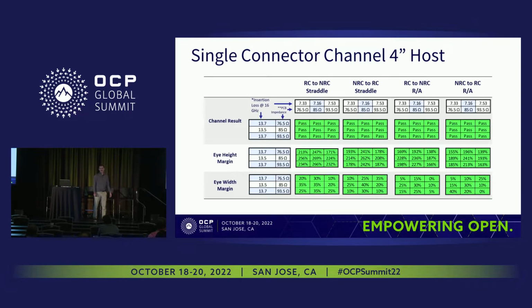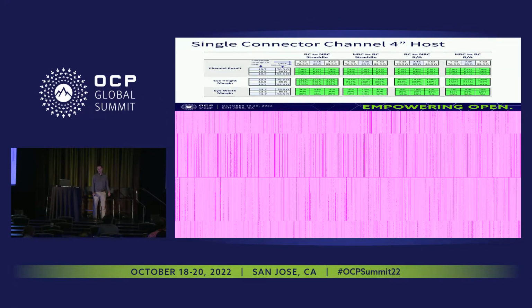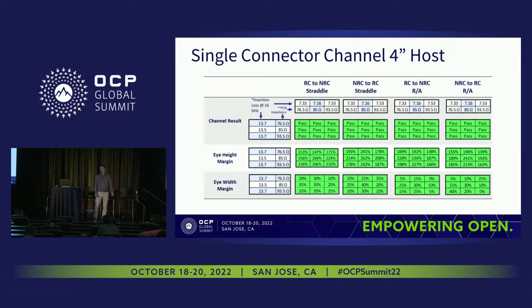And then across the top, you can see the simulation results of both the straddle mount and right angle for the root complex to non-root complex, and non-root complex to root complex. And in here, a 0% would be what we would consider a marginal pass with either a 6 millivolt eye height or a 0.1 UI for eye width. And at this short host trace, we see that the limiting factor is the eye width, driven by the return loss and crosstalk performance of the connector.